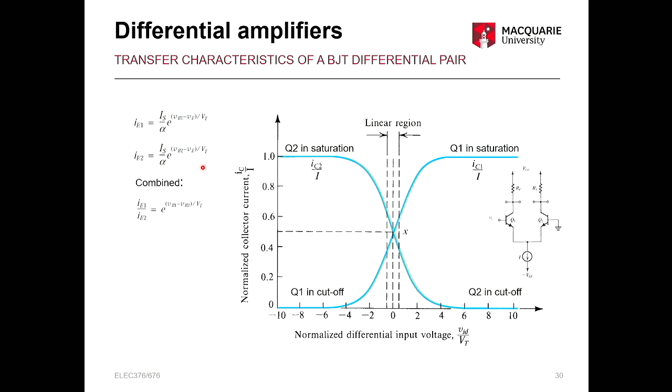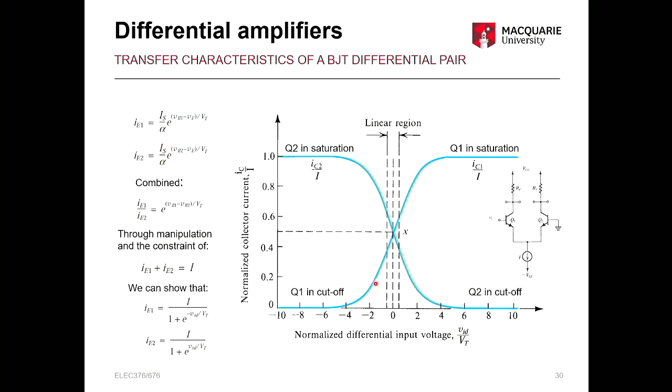So combining those equations, which is one divided by the other, we can get this exponential in the form VB1 minus VB2. For manipulation of that, with the constraint that our currents must add up to equal the total current available, we can get these expressions for IE1 and IE2. So these depend on the VID over VT, VID being the difference between those base terminals, okay? So you can go through that yourself, check that it makes sense.